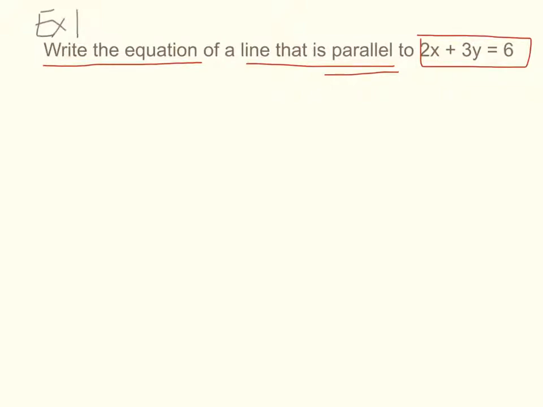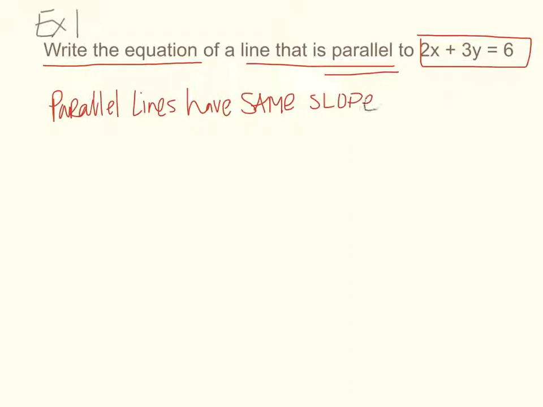Now, I know that parallel lines have the same slope. So if I can find the slope of this line, I'll know the slope of this new line that I'm going to write. So I have 2x plus 3y equals 6. And the first thing I'm going to do is find the slope.